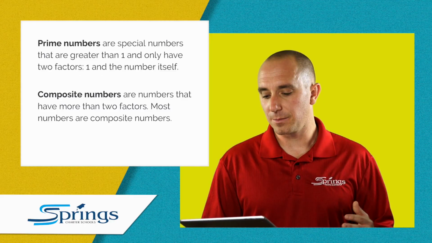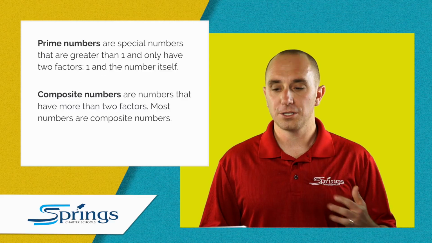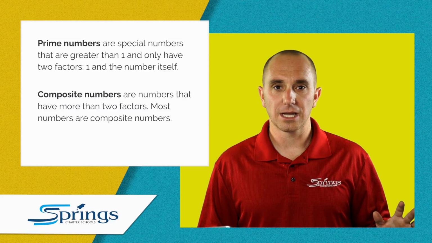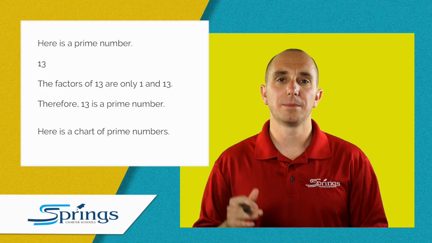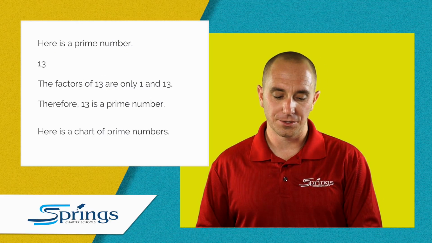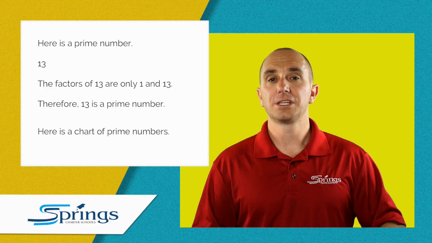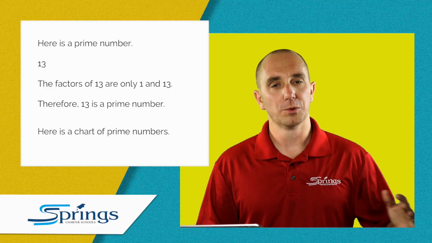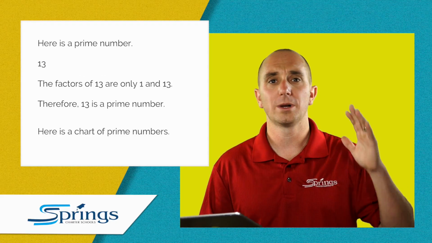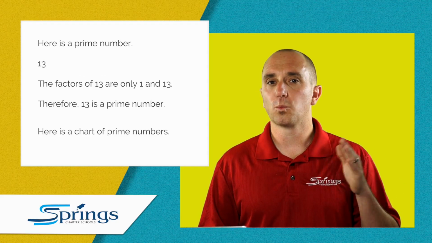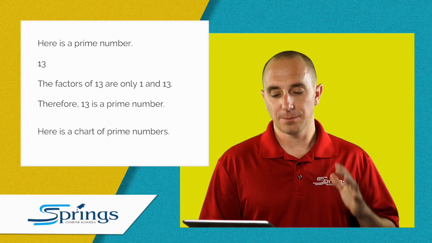Then there are composite numbers. These are numbers that have more than two factors. Most numbers out there are composite numbers. Okay, so here's a prime number. We talked about 3, now let's look at 13. The factors for 13 are only 1 and 13. If you were to go down the line, 2 doesn't go into it, 3 doesn't go into it, 4 doesn't go into it, nothing goes into it except 1 and itself, making it a prime number.